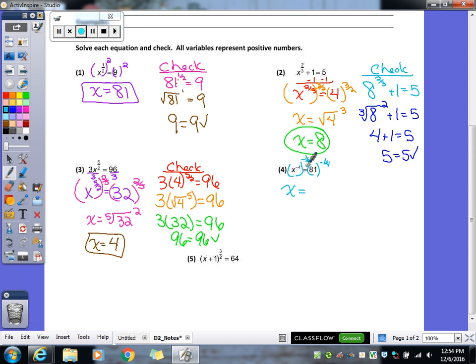So this gives me x equals, since it's a negative, what does it make my answer? Not negative, fraction. So this is 1 over the 4th root of 81 to the 1st power. So what is the 4th root of 81? 3. So we get x equals 1/3.